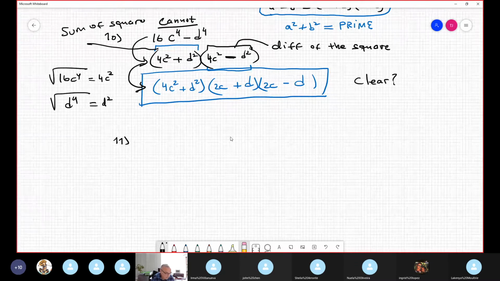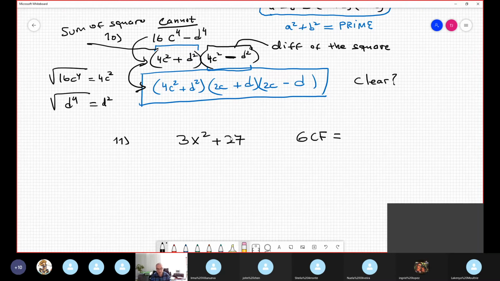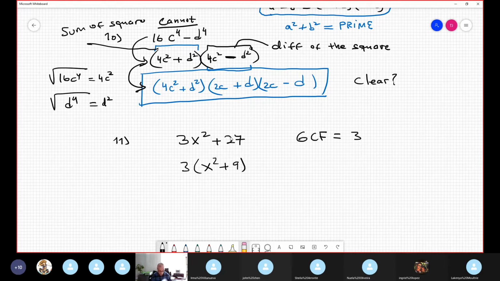What about 11? 11 is 3x squared plus 27. Okay, well, this is confusing. Do we have a GCF or no? What is the GCF in that case? 3. So you factor out 3. We have x squared plus 9. Can we factor x squared plus 9? No, because it's the sum of squares. So we cannot factor it, and leave it like that. Final answer.